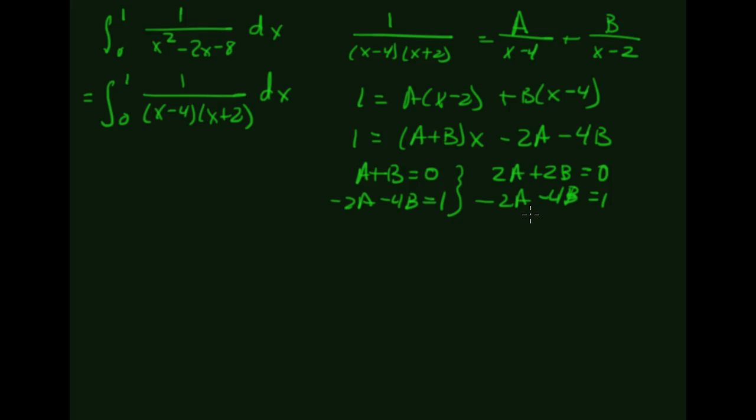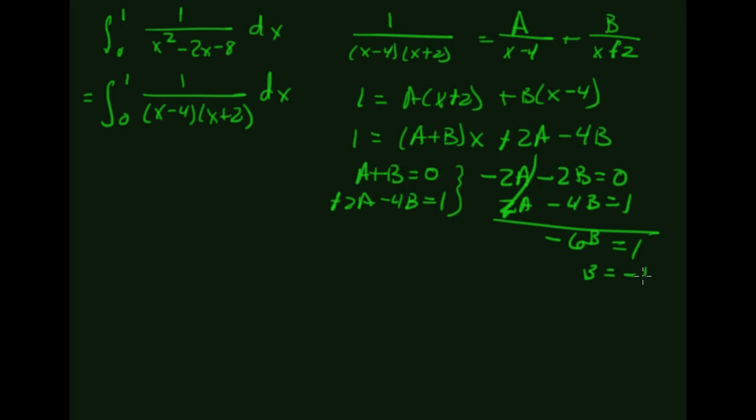Oh, no. Wait. There's the mistake. This is x plus 2. Alright, so let's back this up a minute and fix this. I don't want to multiply this by 2, I want to multiply by negative 2, so negative 2A minus 2B is 0. There we go. Negative 2A minus 4B is 1. Those fall out, which gives me negative 6B is equal to 1, which means B is negative 1/6, which in turn means that A is 1/6.